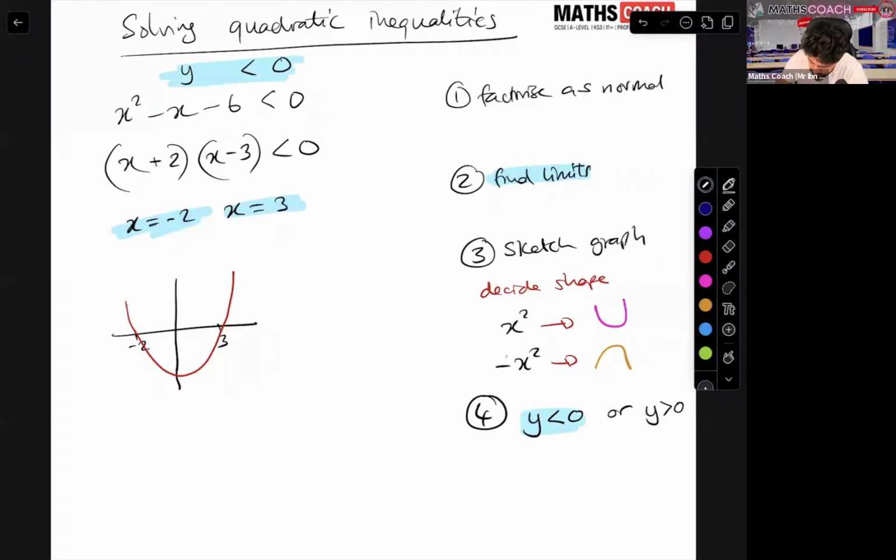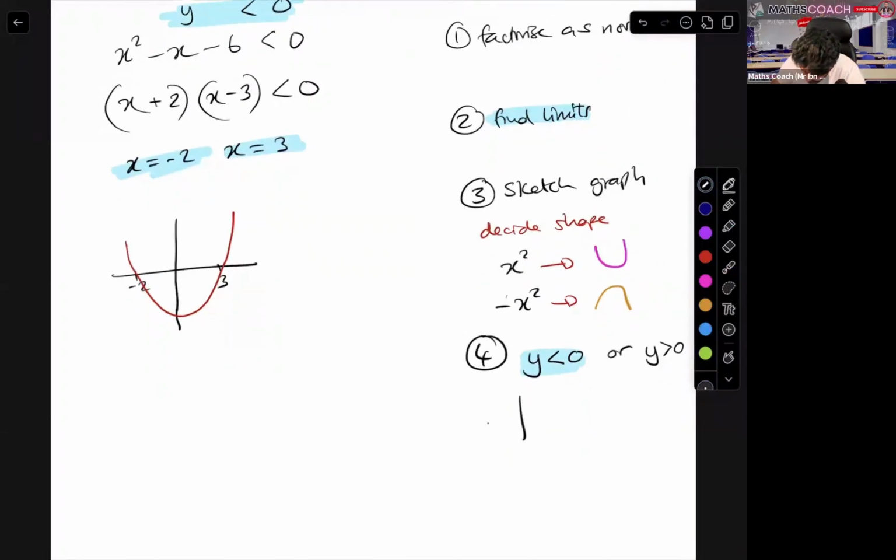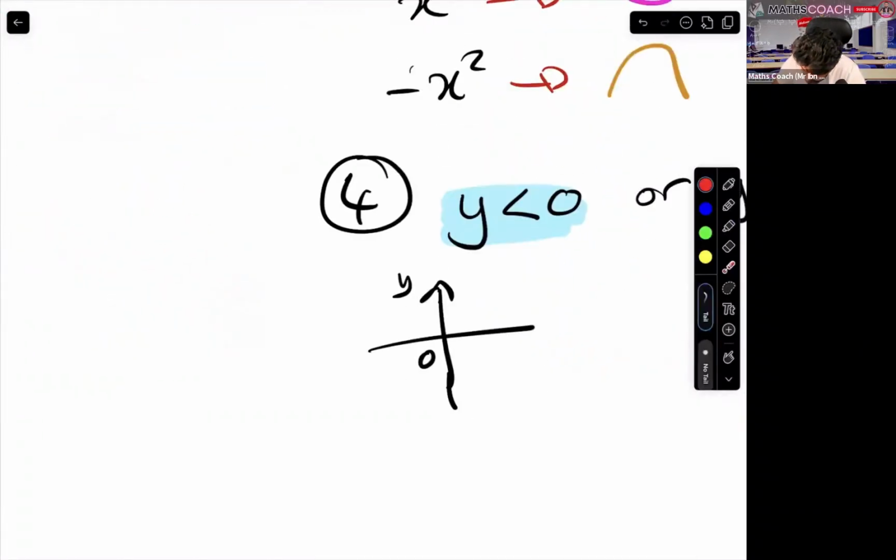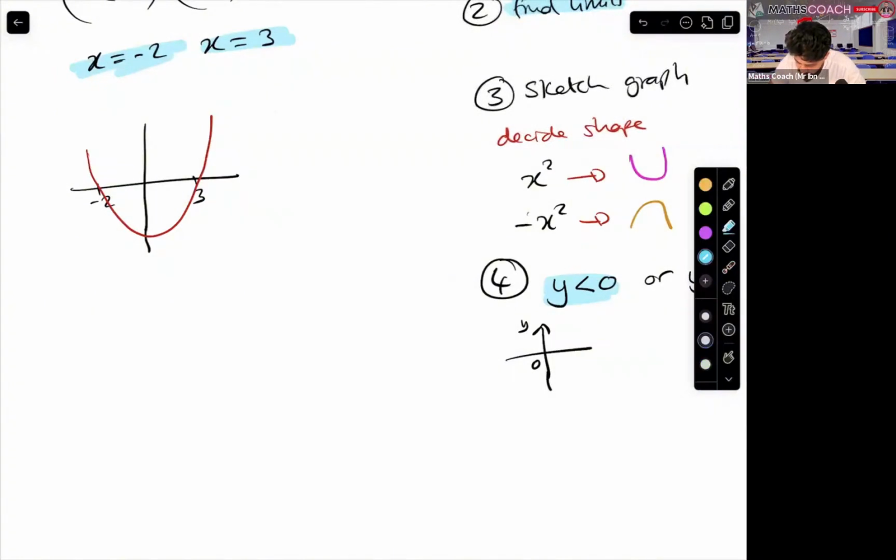If it's less than 0, if you go to any graph, this is your y-axis, right? These are the values of y. All of the y values above here are positive. All of the y values under here are negative. So less than 0 would mean it's below this axis. I will highlight it. It's this part of the graph I'm interested in, because this part is above 0. We'll look at an example of this next.